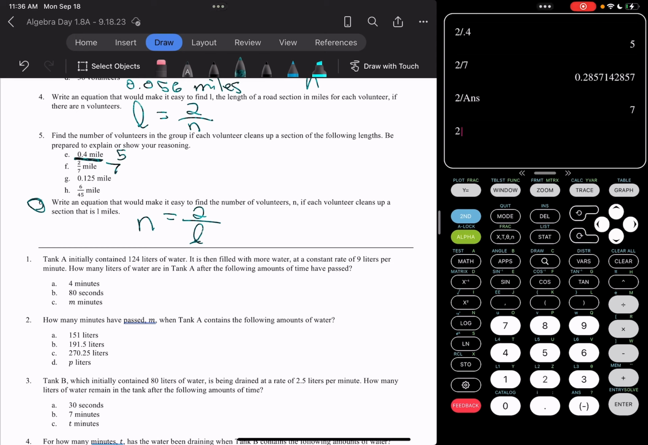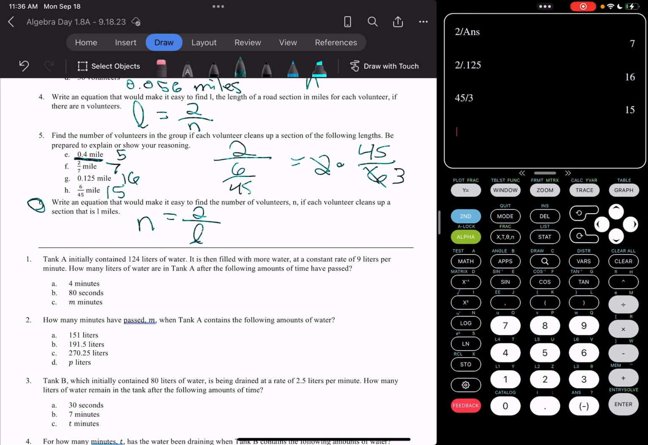All right, so we have 0.125 miles. So 2 divided by 0.125, 16 people. And then here we have another fraction. So 2 divided by 6 over 45 equals 2 times 45 over 6. All right. Now, 2 is divisible, 6 can be divided by 2, so we end up with 3, right, if we reduce that. And so we have 45 divided by 3, which you might recognize immediately as 15.